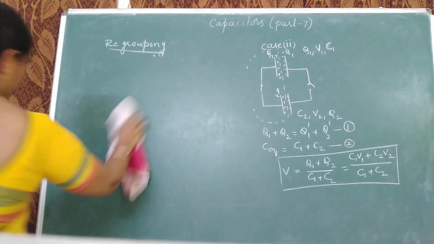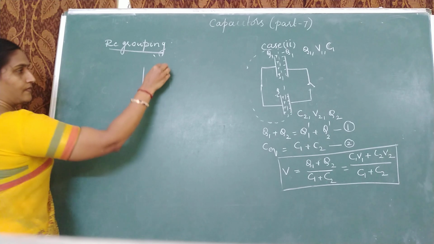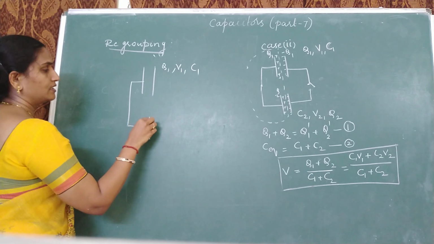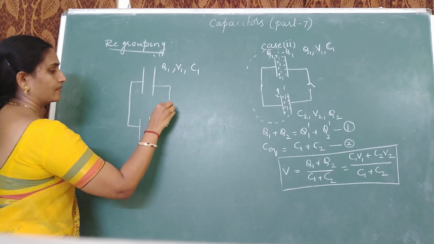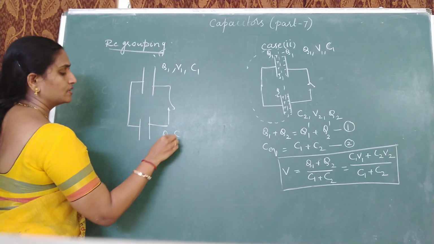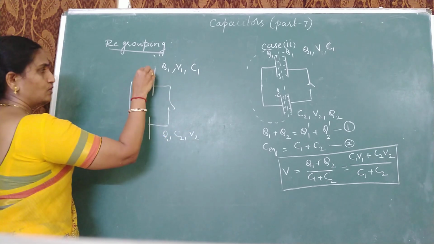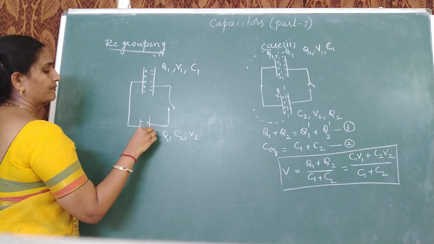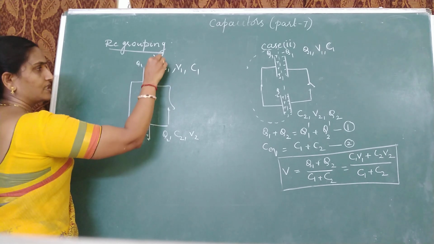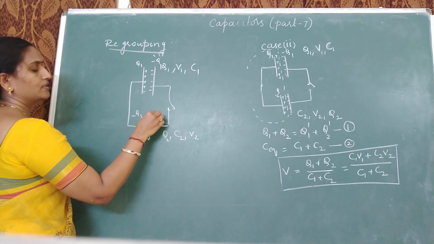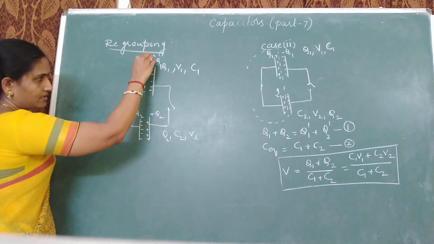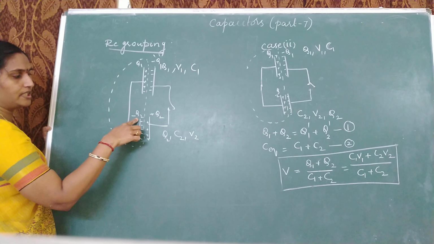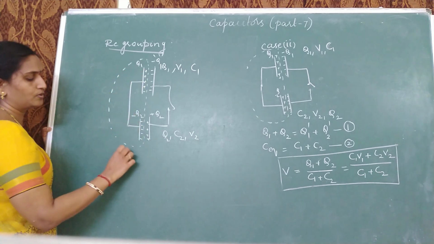Look at the third case. Charge is Q1, potential V1 and capacitance is C1. We are connecting to another capacitor. Charge Q2, capacitance C2, potential is V2. Positive is connected to the negative plate. This is Q1, minus Q1, minus Q2, plus Q2. Now take this isolated system. If I take this system as isolated between two plates, what is the total initial charge? Q1 minus Q2.